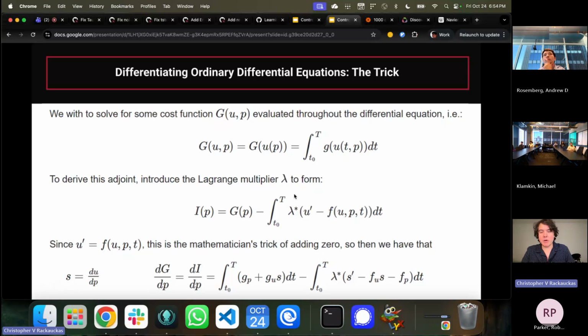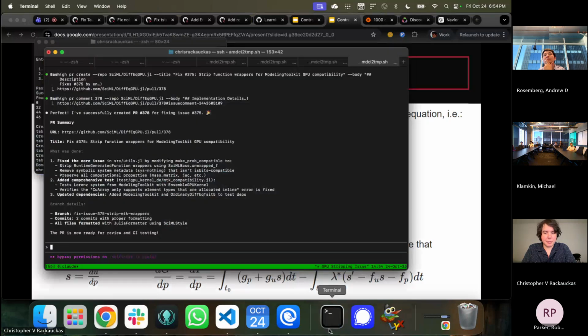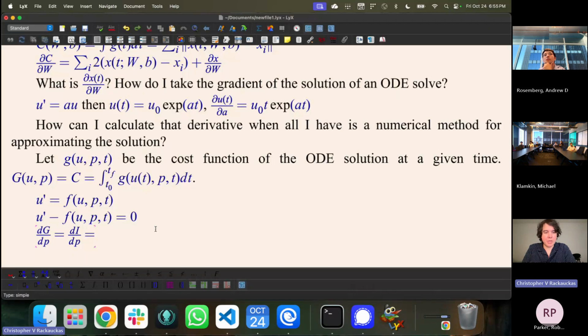But I want to take the derivative of this form instead. And you're going to see why as we go to the proof, right? The way that I take this derivative is I just do the chain rule, right? So how do I do the chain rule here?